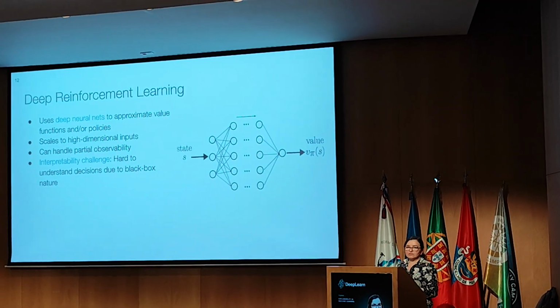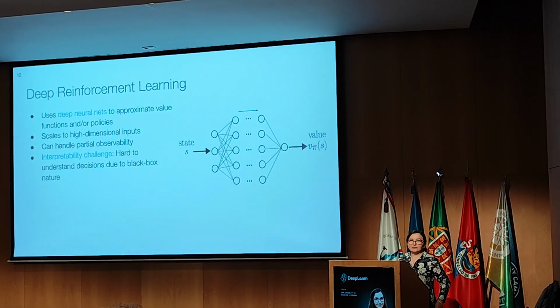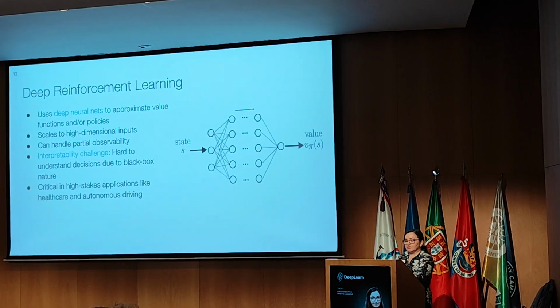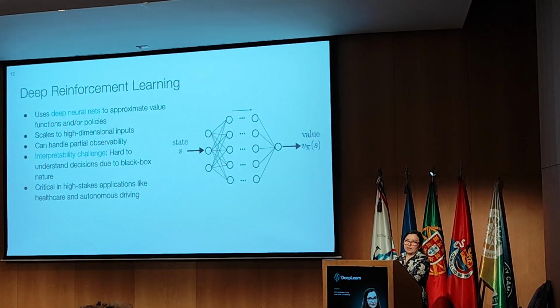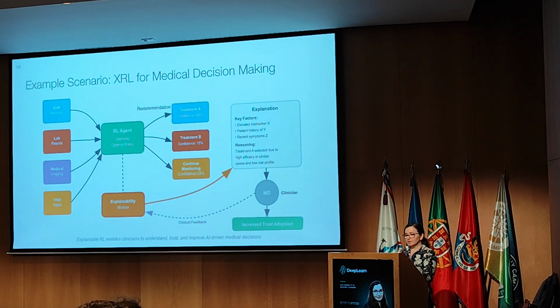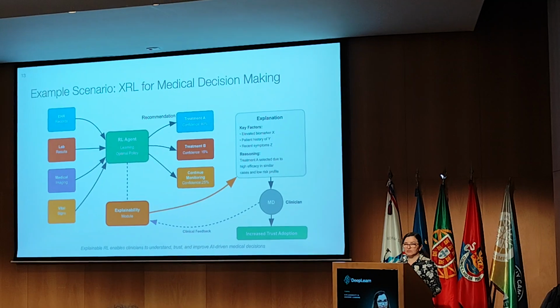As soon as you have a neural network as a black box, it's difficult to understand how these decisions are made. This is very critical in high-stakes applications, for example, in healthcare or autonomous driving. Here I give an example scenario of XRL for medical decision making.